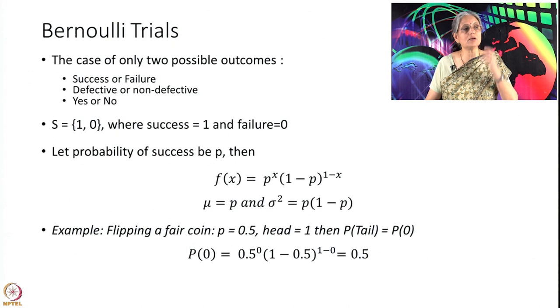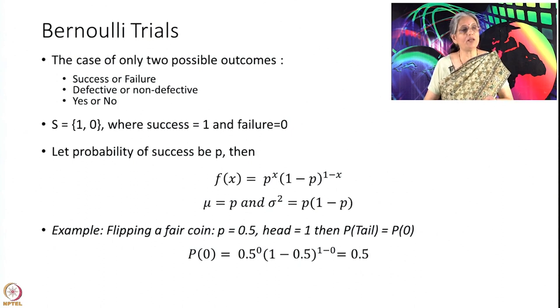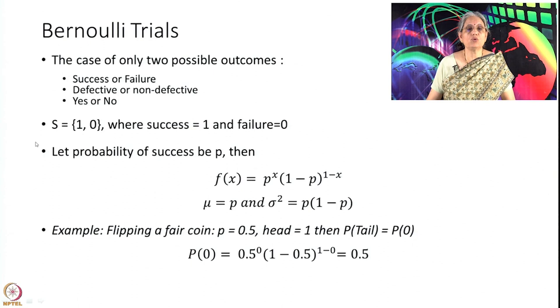So, if you are tossing a coin, it is also a Bernoulli trial. And if you are rolling a die, but saying that your outcome is a success if you get a number between 1 and 3, and a failure if you get 4, 5, or 6, then also it is a Bernoulli trial. In that case the sample space is only 0 and 1 because there are only two outcomes. Generally, we say success is 1 and failure is 0, but this is a convention.